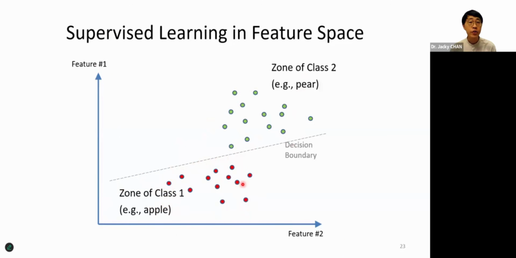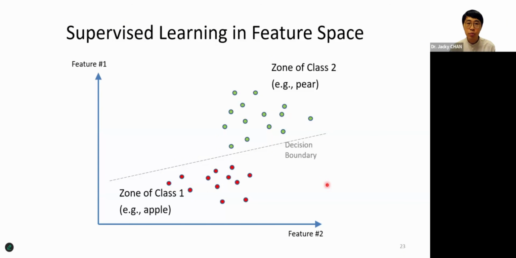Given this feature space, you can see that we can actually draw this line. We call it the decision boundary, to separate the apples and pears. Whenever the image is on top of this decision boundary, we will classify it as pears. If you have a new image which is below this decision boundary, then we will classify it as apples. Drawing this line for us is quite easy, right?